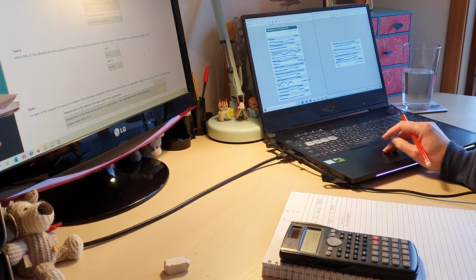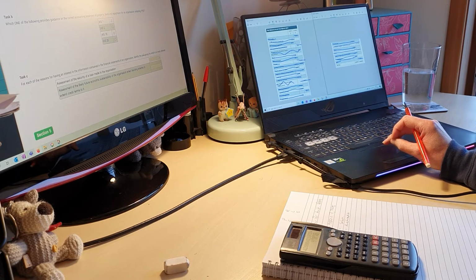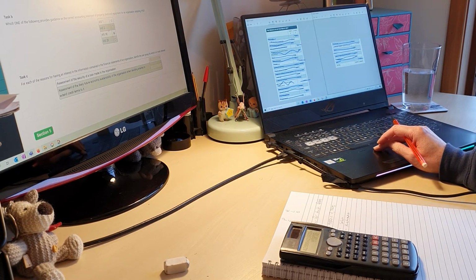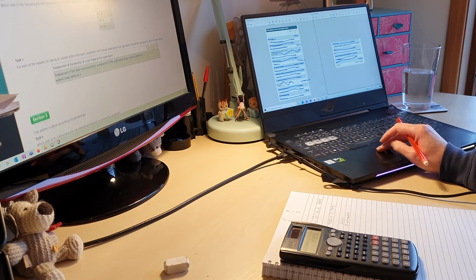Which one of the following provides guidance on the correct accounting treatment of property, plant and equipment? That, because that's inventory, and that is something else.